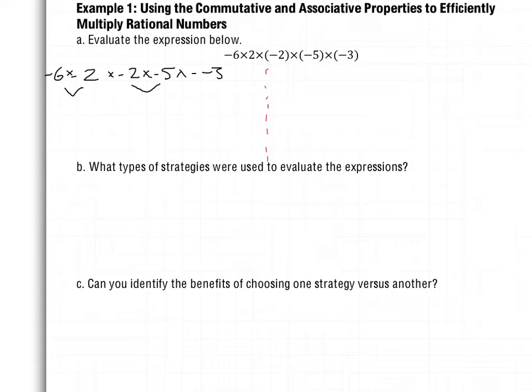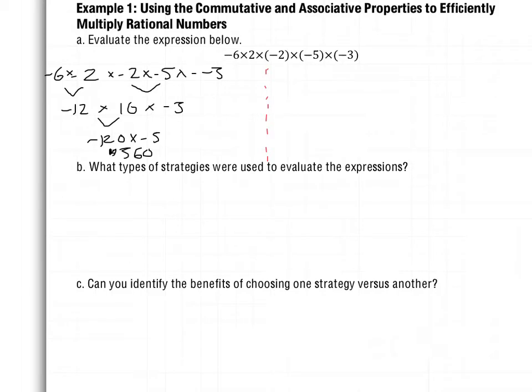So 6 times, this should be a positive 2, is a negative 12, times a negative 2 times negative 5, which would be positive 10, times negative 3. Negative 12 times positive 10 is going to give me negative 120, times negative 3, which gives me negative 360. Actually, as I look back, we should have this as a positive 360 because we have a negative times a negative at the end. It should be a positive 360.